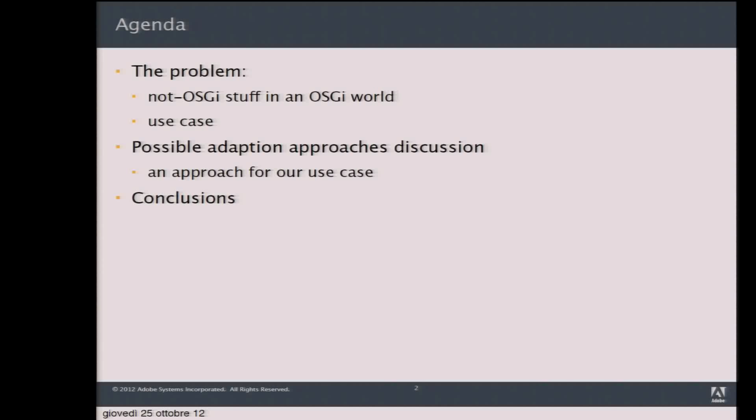So the agenda is we're going to see the problem. So it's very easy. We have not OSGI stuff which we want to run in a OSGI container, and also a very nice thing would be to have such thing leverage also OSGI capabilities. We are going to do that via use case, something that I've done myself. So going through the possible approaches that we can use to adapt such a framework, and some conclusion with lessons learned and some things that we have left out.